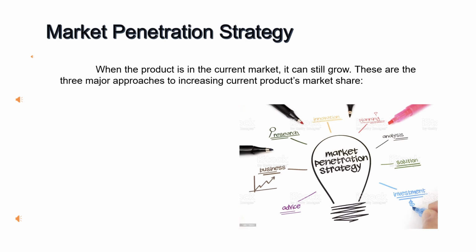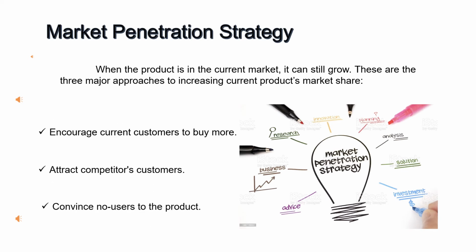When the product is in the current market, it can still grow. These are the three major approaches to increasing current products' market share. First is to encourage current customers to buy more, to attract competitors' customers, and to convince non-users to use the product.